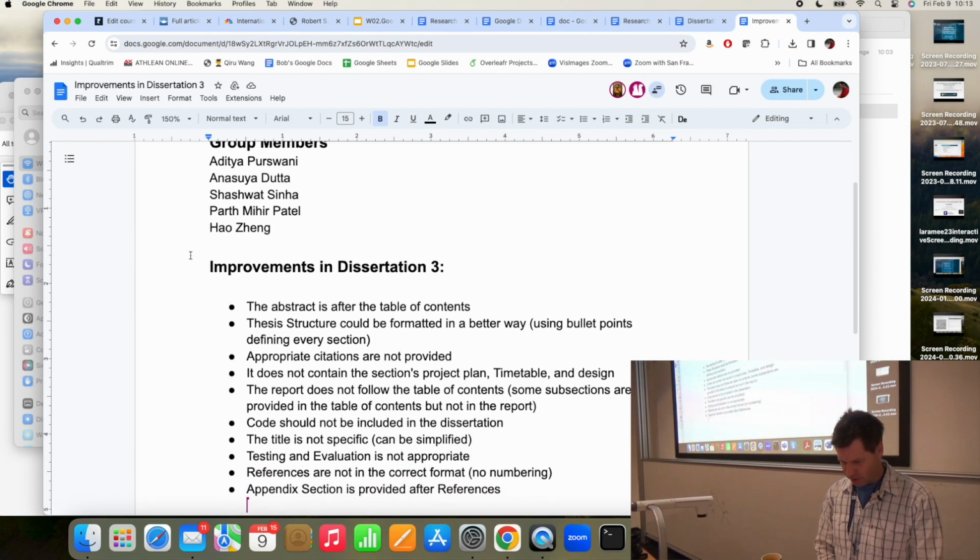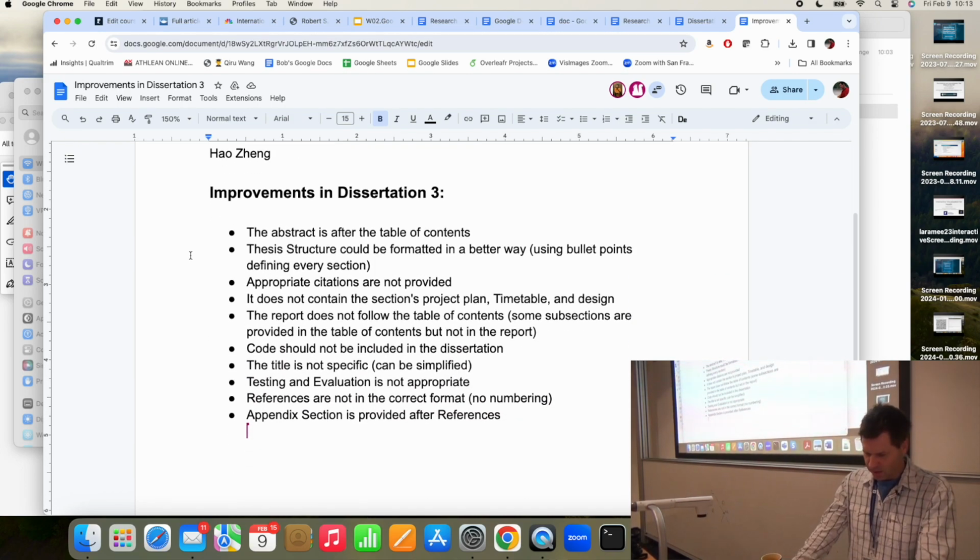Okay, the abstract is after the table of contents. Yes, thesis structure can be formatted. Yep. Yeah, there are problems with the thesis structure as well. You might have noticed in the table of contents, there's a subsection for each related piece of research, and that's not necessary, right?